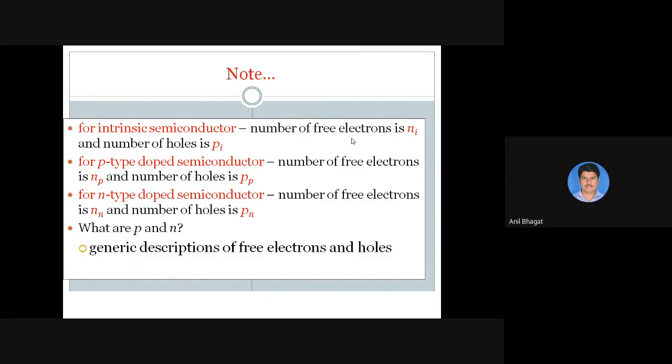So a P type doped semiconductor is always denoted by Np and Pp. बघा याच्यामध्ये नोटेशन बघा, नंबर ऑफ फ्री इलेक्ट्रॉन्स होल्स Pi and Ni, नंबर ऑफ डोप्ड रिजन म्हणजे डोपिंग म्हणजे इम्प्युरिटी किती आहे त्याच्यामध्ये कोण ठरवणार, Np and Pp. And then for the N type doped region, we denote by Nn and Pn. So what are P and N? P and N are nothing but the doped region. The actual free electrons and holes are denoted by p and n. P means holes and n means free electrons.